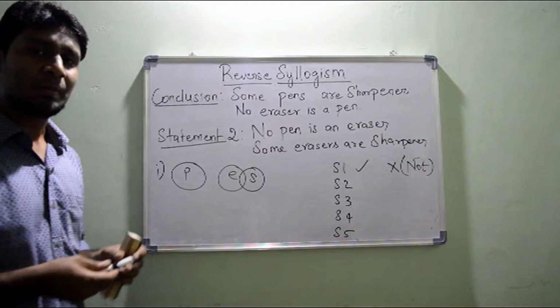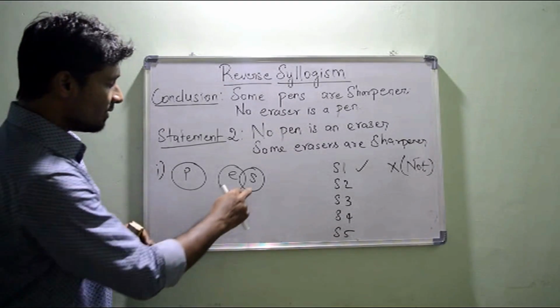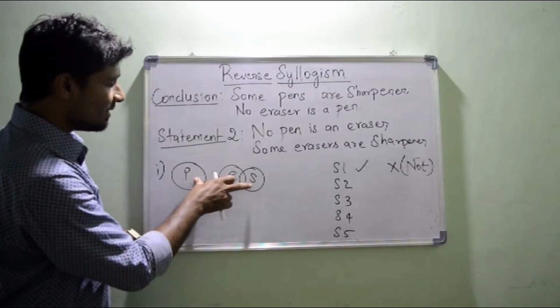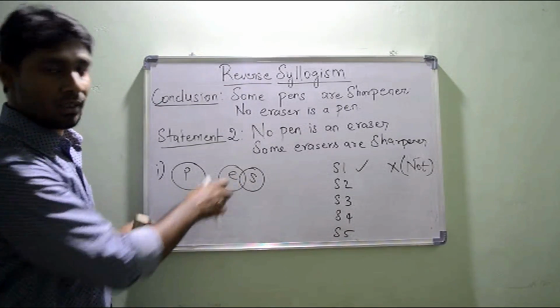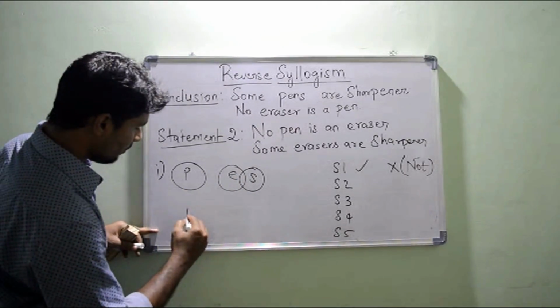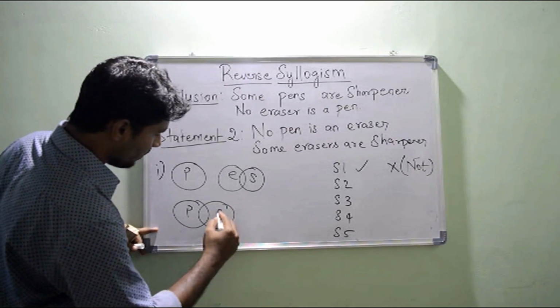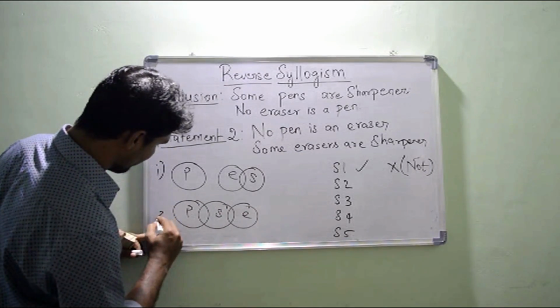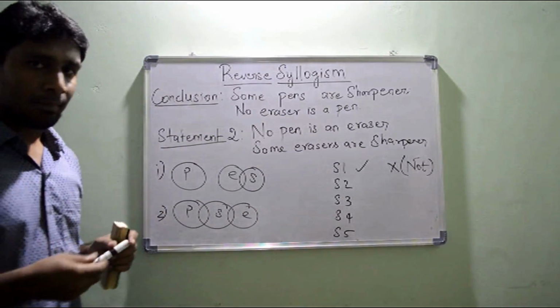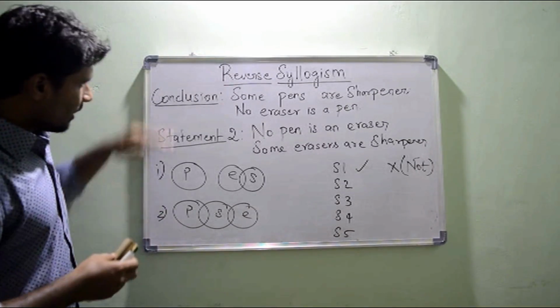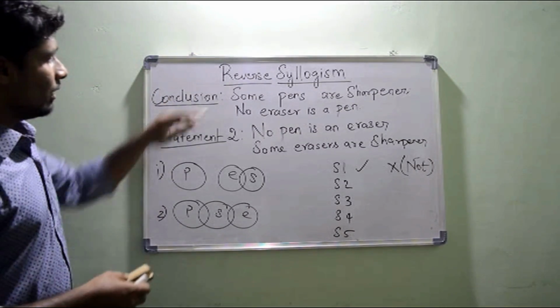So what about my second possible diagram? Can I combine these erasers, pens with this sharpener? Is it possible? Yes, of course. So pen, sharpener and eraser. And this is my second possible diagram. Again now check the conclusions with these diagrams. Got it? So go for it.